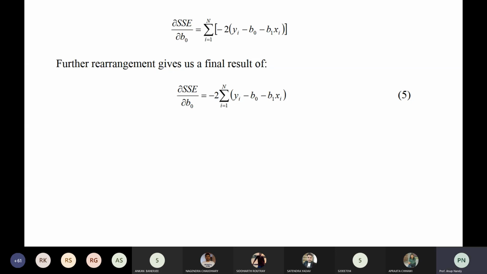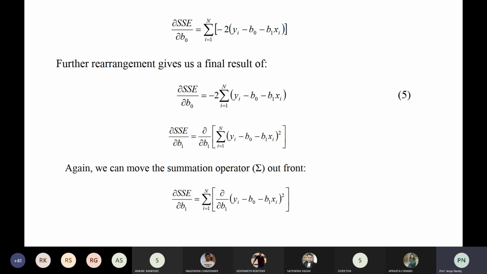Now if you do further arrangement of this expression, your final result will be del SSE by del B0 is equal to minus 2 times the summation from i equal to 1 to n of yi minus B0 minus B1 xi. Now you equate to 0.